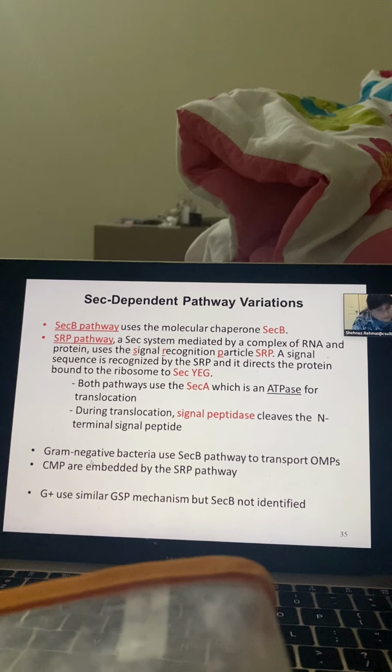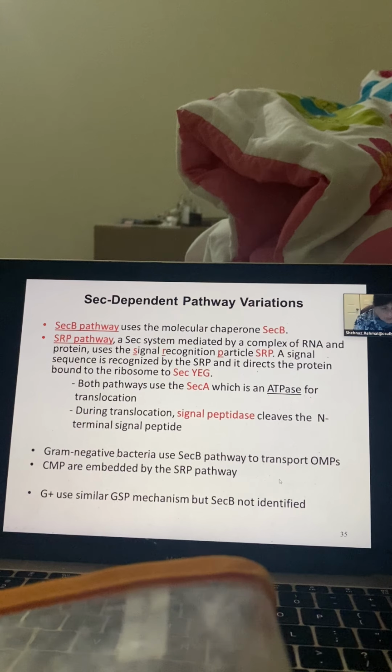Now, to tell you that within the same bacterium, the gram-negative bacterium, they use the SEC-B pathway to transport outer membrane proteins, but the cytoplasmic membrane proteins are embedded using the SRP pathway. So the same bacteria may use both pathways to transport different proteins, either if it's going to the outer membrane protein or it is a cytoplasmic membrane protein. Two different pathways are being used.